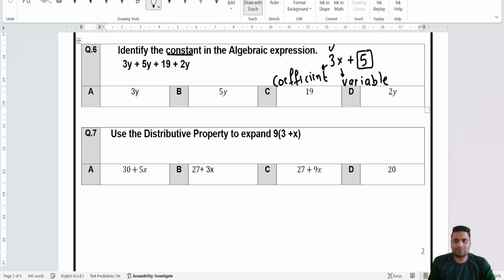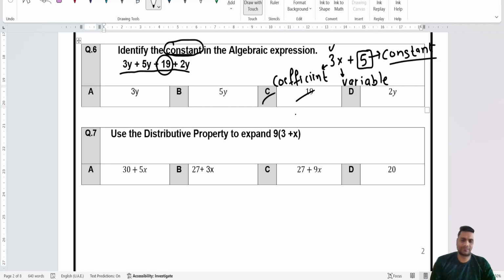Now see 5 here. A number without any variable is known as constant. Now what is the question? He said identify the constant in the given expression. Constant means number without variable. So only 19 is here without variable. So this is my constant. So option number C.